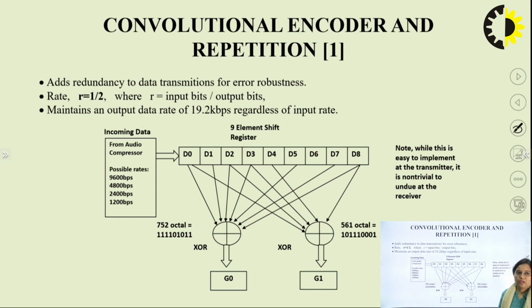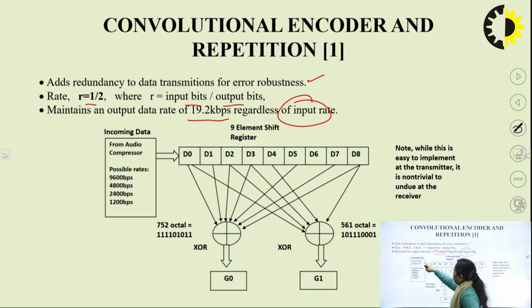The first one is the convolutional encoder and repetition. You can see that this adds redundancy to the data transmission for error robustness, and its rate will be half, which we have taken over here, where R is the number of input bits upon output bits. So, R is basically the rate, which is the ratio of the number of input bits divided by the number of output bits. It maintains an output data rate of 19.2 kbps regardless of the input rate.